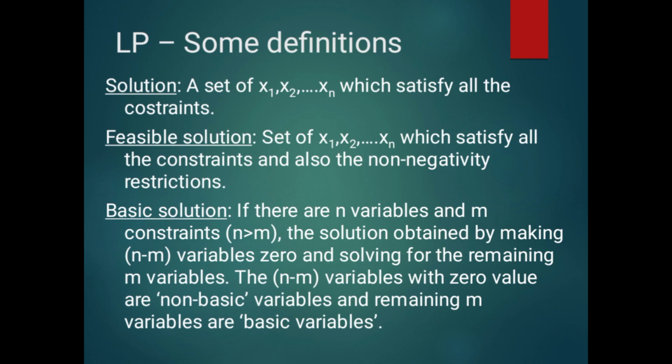If there are n variables and m constraints, that is n is greater than m, the solution obtained by making n minus m variables equal to 0 and solving for the remaining m variables is called the basic solution. The n minus m variables with 0 value are non-basic, and the remaining m variables are basic variables.